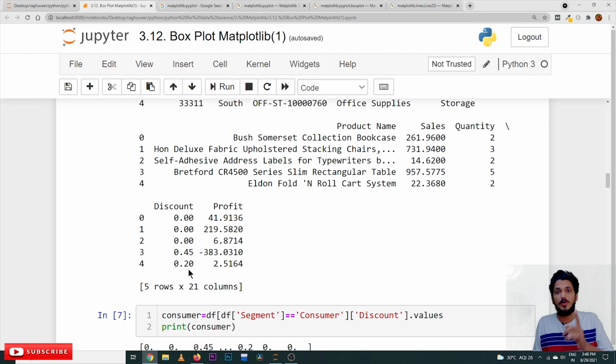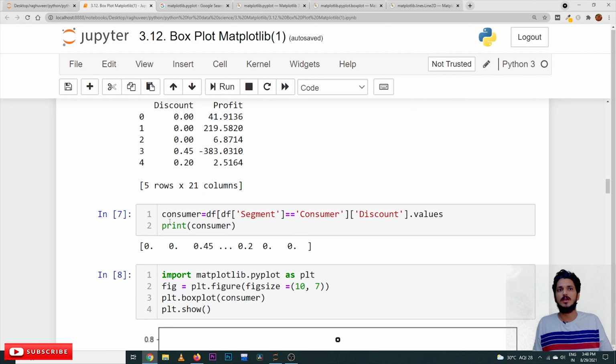If you construct the box plot, you will get an idea. Okay, these many products are given 50% discount. So for such situations in our data set, we can use the box plot. Now let's consider the consumer. We are taking only consumer, df of segment. From the segment we are taking only consumer and we are taking the discount values, discount dot values. This is how we consider. So it is creating a list. These are the discount values.